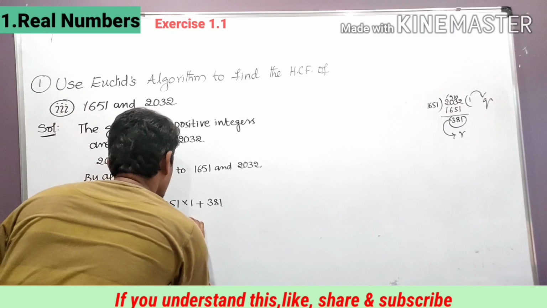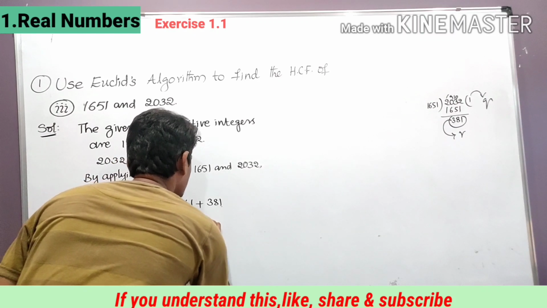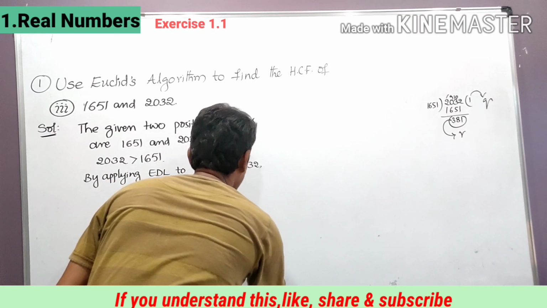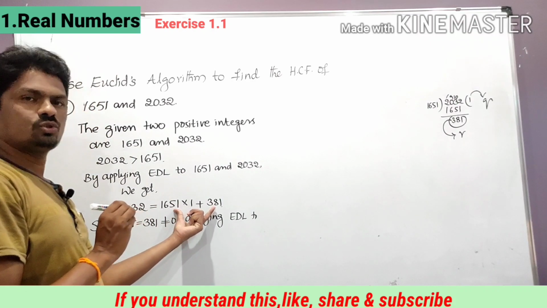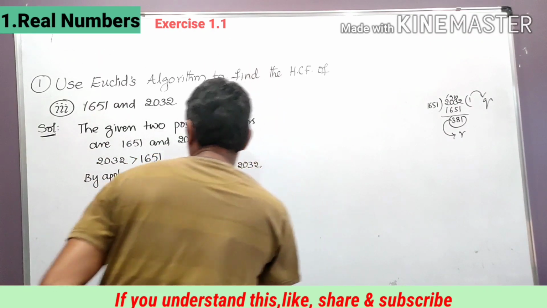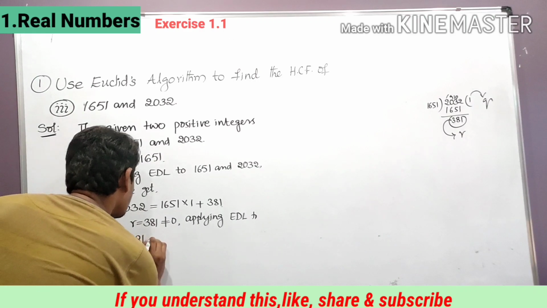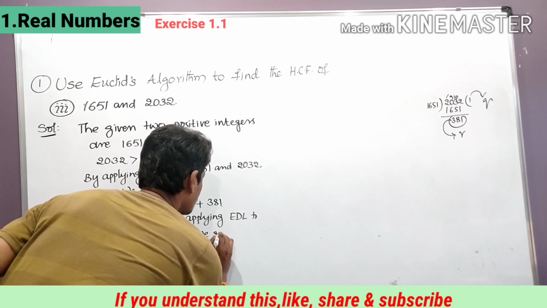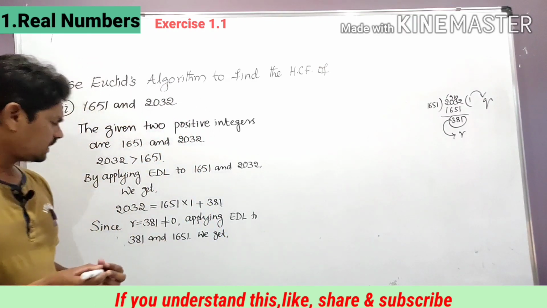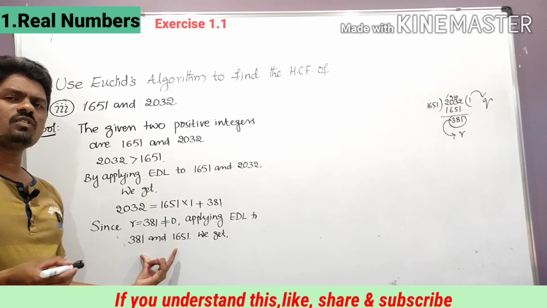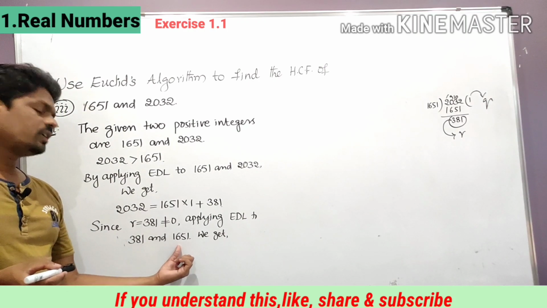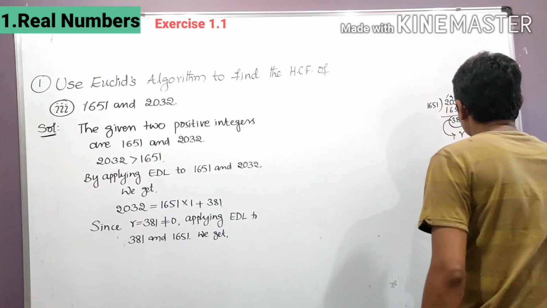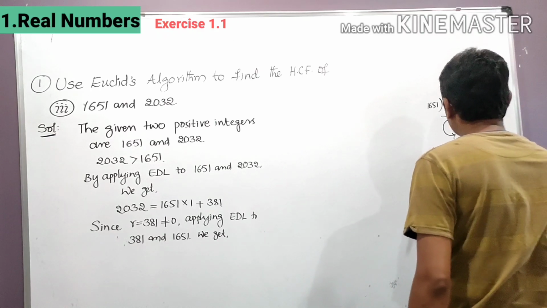Applying Euclid division lemma again, we take these two, student, 1651 and 381. So again we have to write in the form A is equal to B into Q plus R. We have to divide 1651 by 381, student.